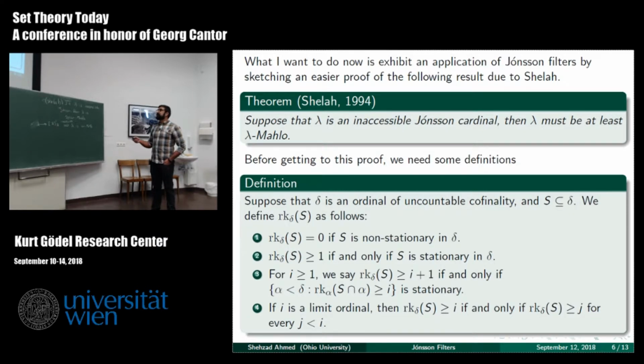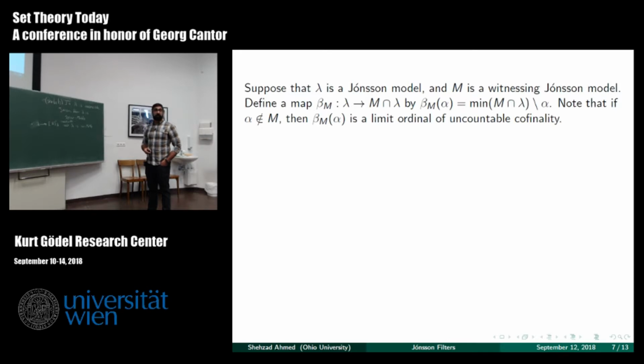So we would say lambda is gamma Mahlo if, letting S be the set of inaccessibles, the lambda rank of S is gamma. So we're just asking, Mahloness is related to how often the set of inaccessibles reflects. So non-reflecting stationary is rank 1? Yes, that's correct, thank you.